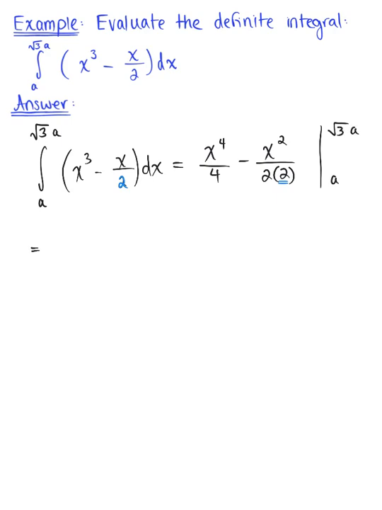And so let's see here. We, of course, know that 2 times 2 is going to equal 4. So notice that both of these terms in the antiderivative have a common 1/4. So let's pull that out to the front before we evaluate. So we have 1/4 multiplied by x to the fourth minus x squared. And we're ready now to evaluate from a to the square root of 3 times a.